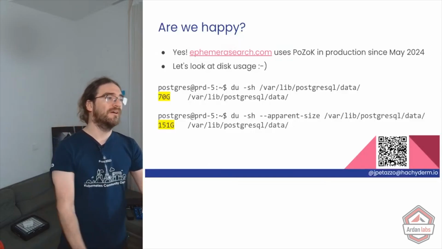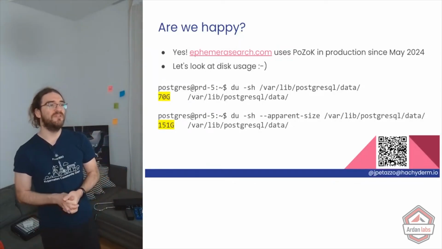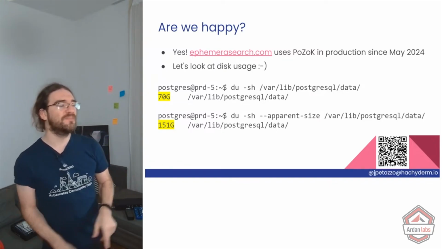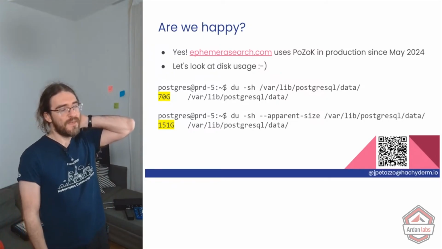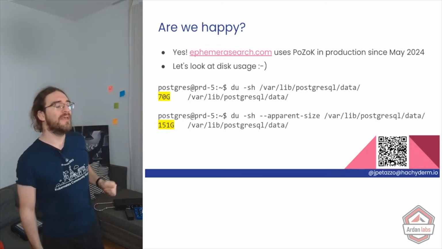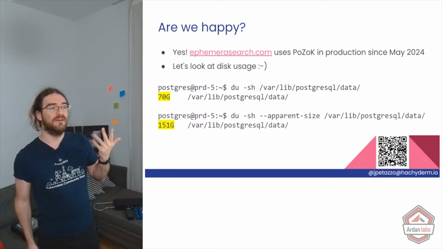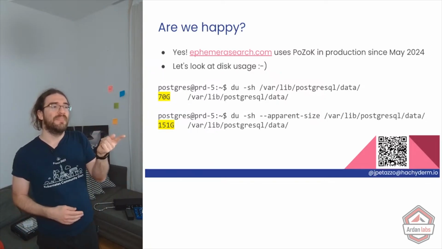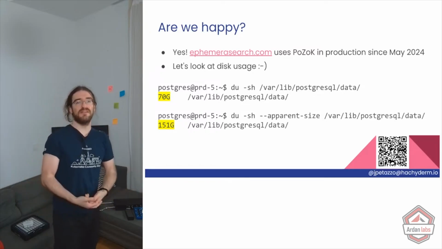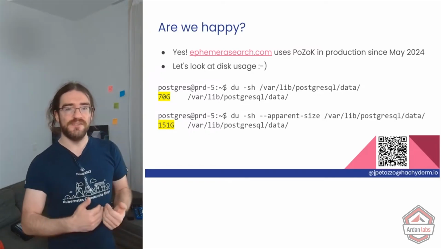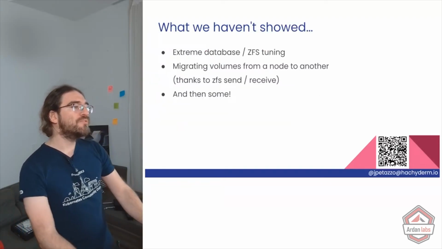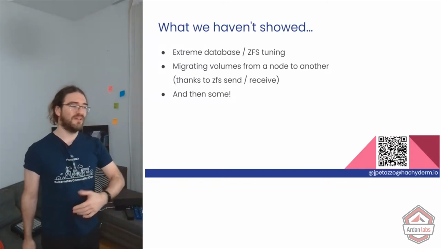All right, so to wrap up, are we happy about it? Yes, we've been using that in production since May now, something like that. And if we look at disk usage, I checked just before the presentation, for our 1.7 million postcards, the database is like 150 gigs, but it only uses 70 gigs on disk. So, it's not bad. It's kind of giving us twice more storage for the same price. So that's good.